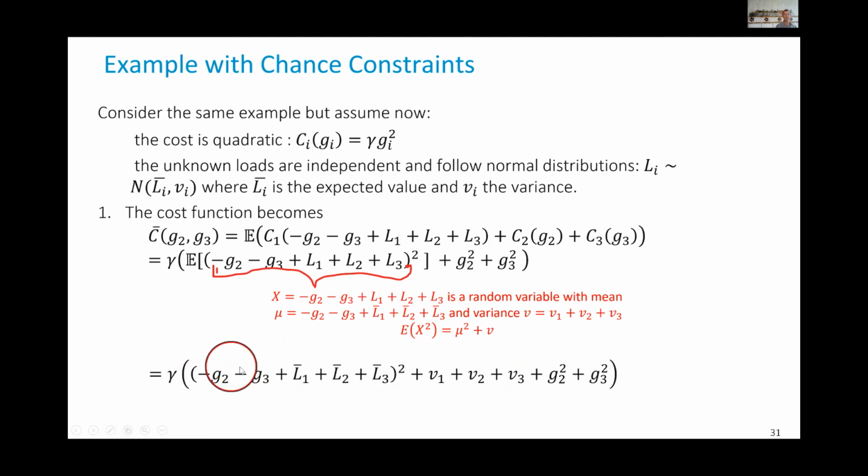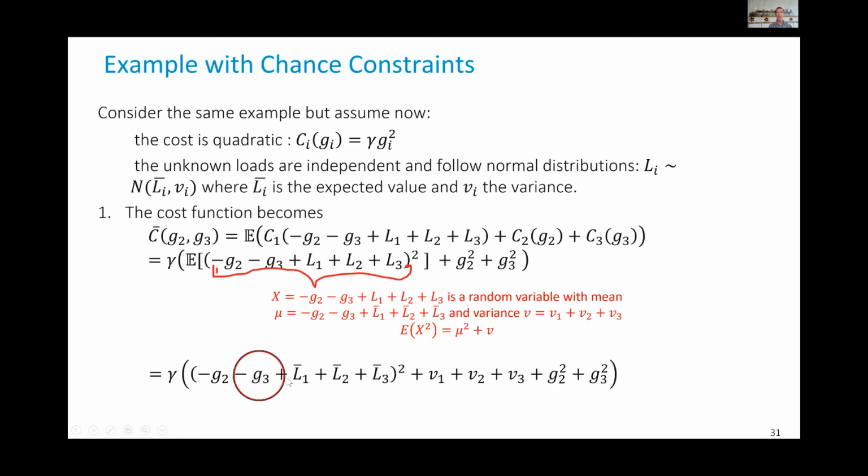It is quadratic in G2, G3 through this term here, plus constant terms, plus the G squares here. We see that, again, there is a cost to pay for uncertainty. The average cost is larger when the variance of the disturbances is larger, which is expected.